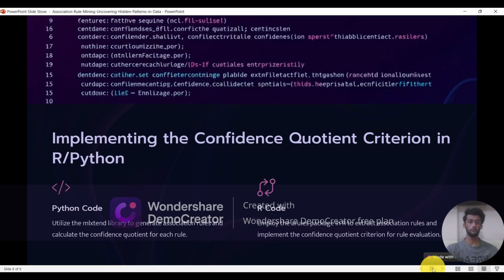Now implementing the confidence quotient criterion in R and Python. Python code: utilize the MLxtend library to generate association rules and calculate the confidence quotient for each rule. R code: employ the arules package in R to extract association rules. Implement the confidence quotient criterion for the rule evaluation.